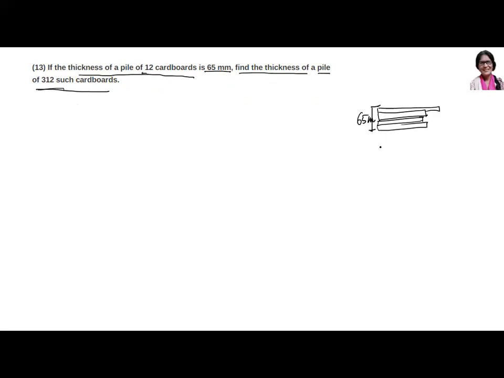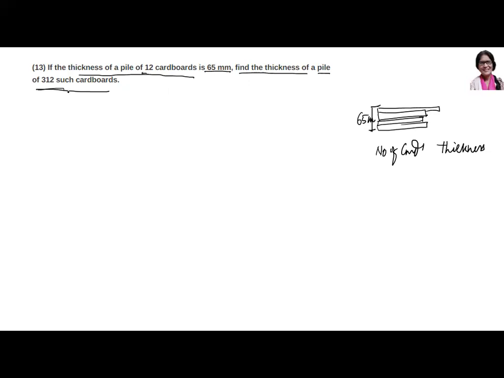So one is number of cardboards and thickness. More cardboard you will keep, more thickness will be increased. If cardboards will be less, thickness will decrease. So it is direct proportion: if one increases, the other increases. One decreases, the other also decreases.